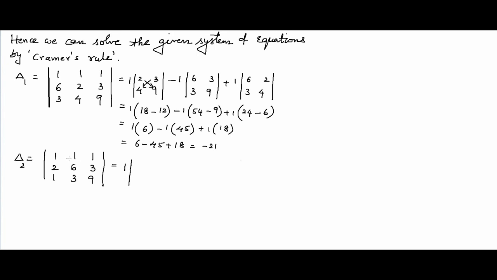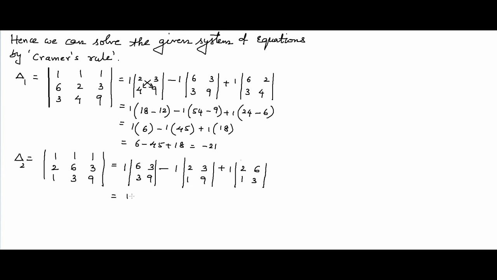The first element is 1; leave out the first row and first column. The remaining 4 elements are 6, 3, 3, 9. The second element again has a minus sign. The element is 1. Leave out the first row and second column. The remaining 4 elements are 2, 3, 1, 9. Plus the last element; leave out the first row and the last column. The remaining 4 elements are 2, 6, 1, 3.